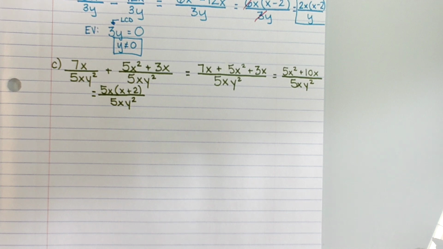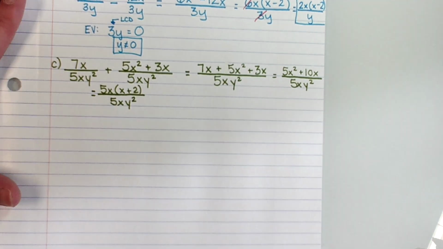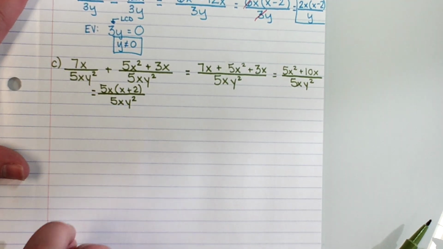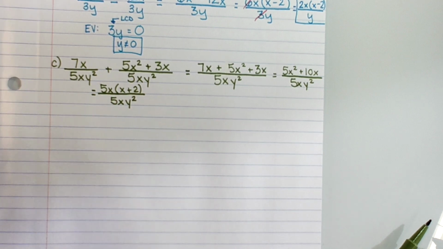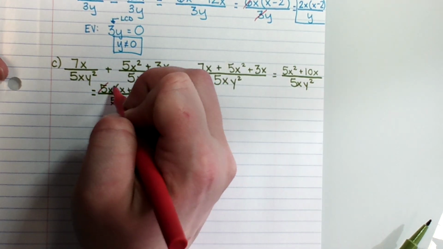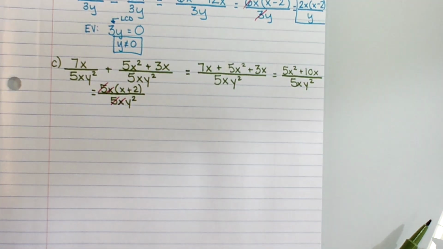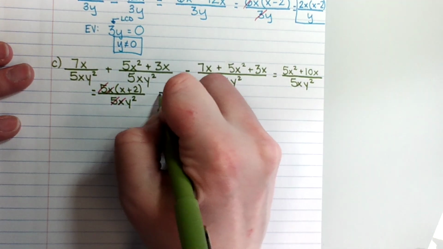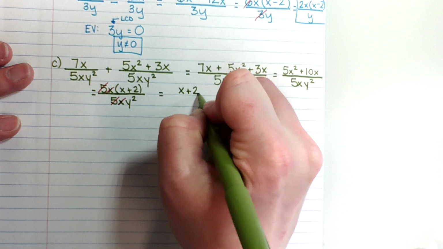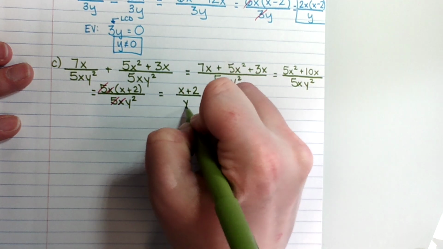Can I factor further on top? No exponent? No. Can I simplify? Yes, binomials with binomials, x plus 2 only would simplify with an x plus 2 on the bottom, but the monomials, what divides out of both 5x and 5xy squared? A 5 and an x. Left with x plus 2 on top and y squared on bottom.